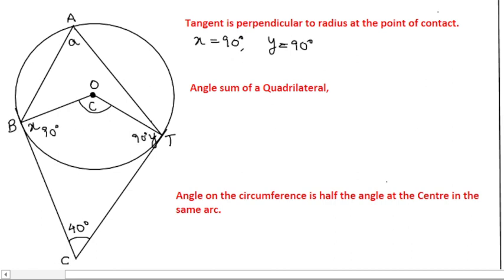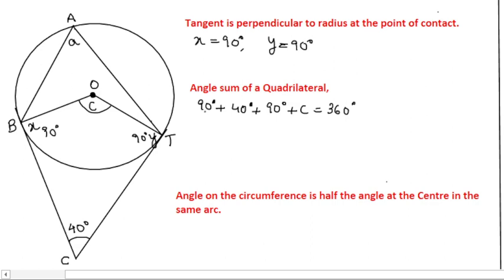So if you look carefully, in this quadrilateral BOCT, we have three known angles and only one angle is unknown, which is C. So we can calculate this angle C by using the angle sum of a quadrilateral, which is 360 degrees, which means when I add all four angles of any quadrilateral, the answer is going to be 360. So I add all of them. So I get 90 plus 40 plus 90 plus C is equal to 360 degrees.